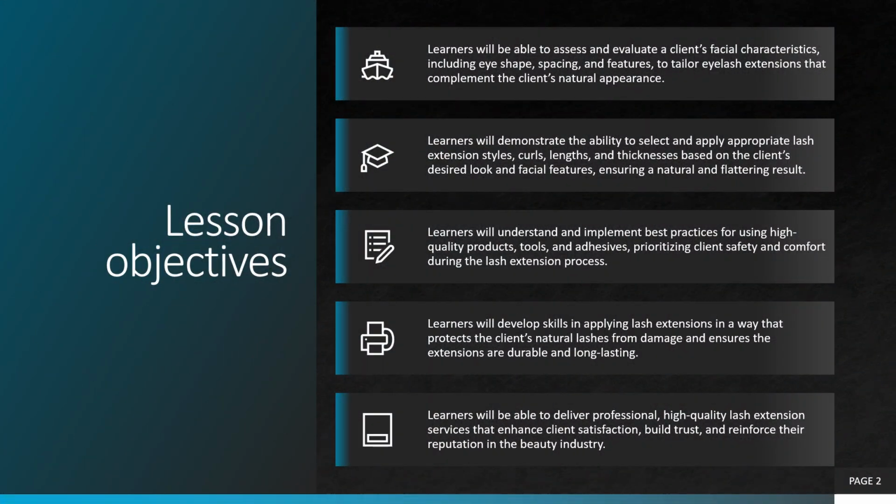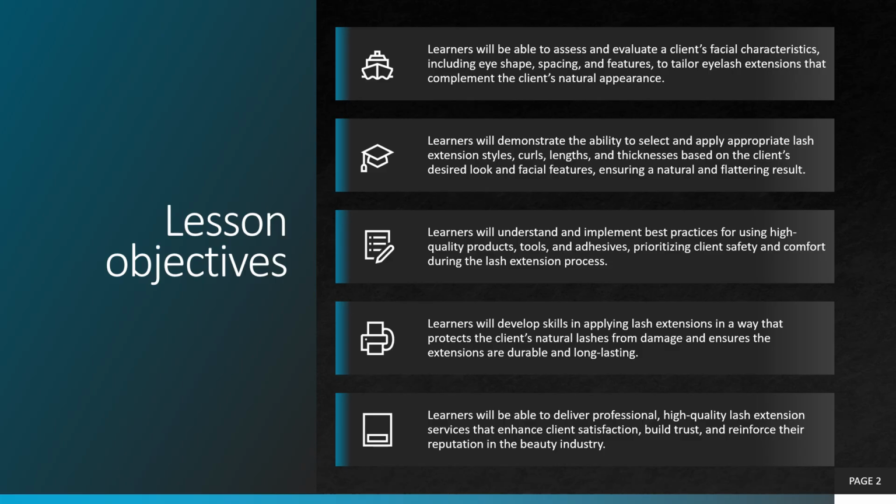By the end of this lesson, learners will be able to assess and evaluate a client's facial characteristics, including eye shape, spacing, and features, in order to tailor eyelash extensions that complement the client's natural appearance. They will demonstrate the ability to select and apply appropriate lash extension styles, curls, lengths, and thicknesses based on the client's desired look and facial features, ensuring a natural and flattering result.